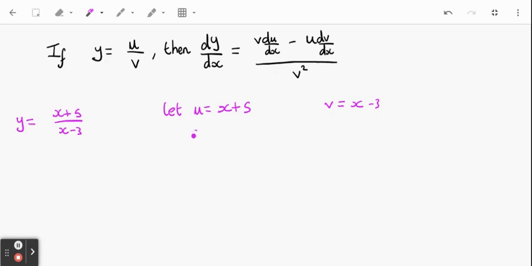Then du dx is equal to 1, and dv dx is also equal to 1.